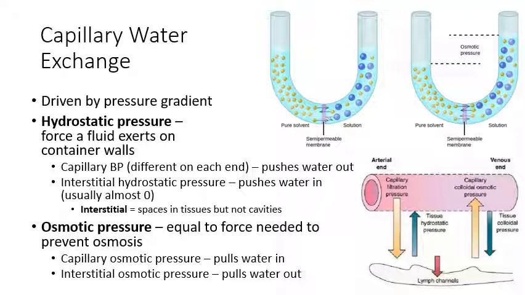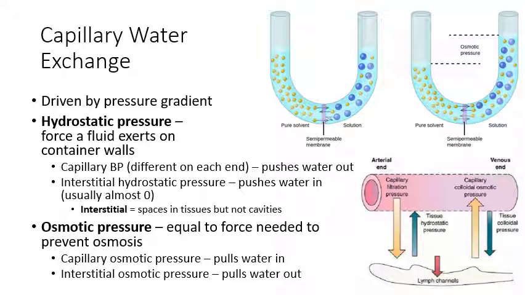Hydrostatic pressure just means the pressure or force exerted by a fluid on the walls of its container. So your blood is a fluid inside of a container, which is your blood vessels. So you have a capillary hydrostatic pressure, which just means your blood pressure inside the capillaries. But also the tissue has water in it that acts like water in a container, a very large container, and you're going to have that interstitial or tissue hydrostatic pressure pushing on the walls of the blood vessels from the outside.